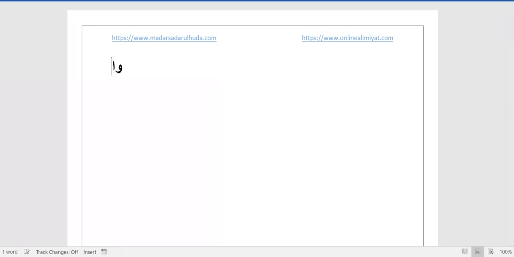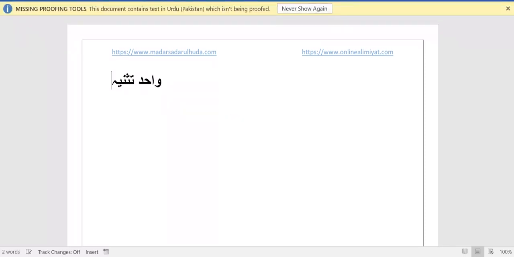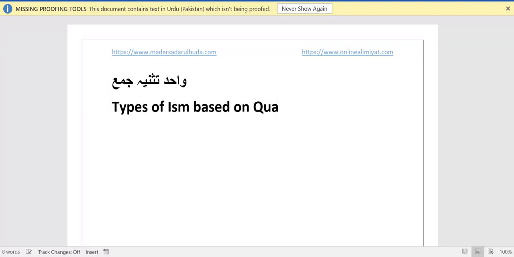Today we are going to learn about Wahid Tasniya and Jama. What is Wahid Tasniya and Jama? I told you in the earlier class that ism are divided into 5 types based on their own attributes, like based on gender, based on quality, based on quantity, based on origin, based on proper and common. So today in this lesson, Wahid Tasniya Jama, we are going to learn about types of ism based on quantity.